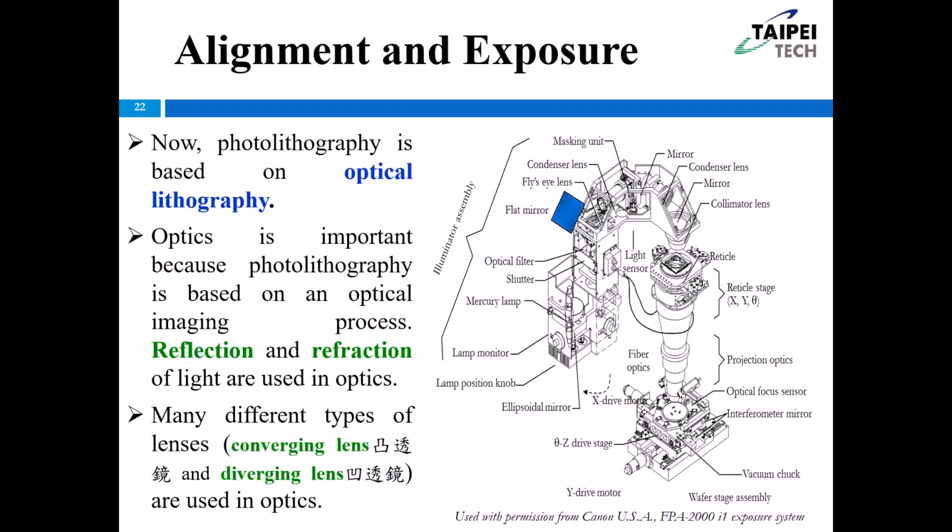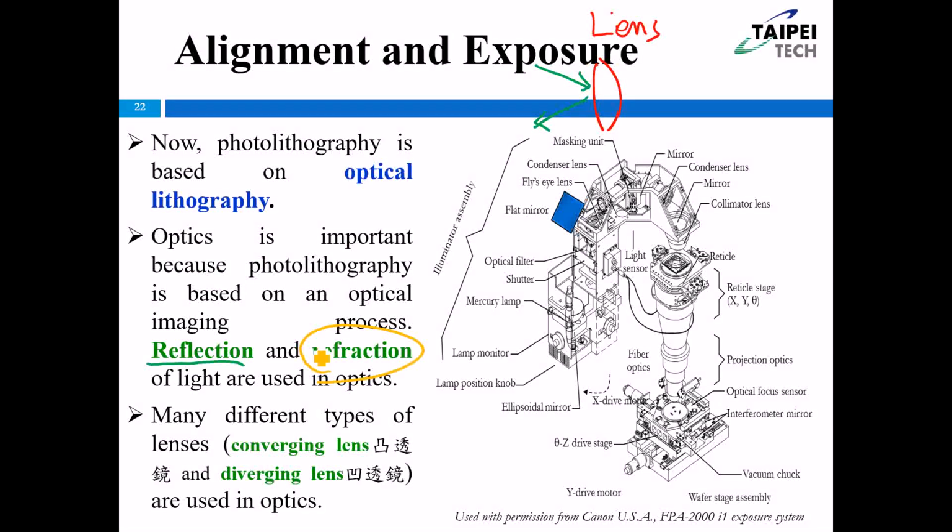Optics is very important because all of photolithography is based on an optical image process. The process includes reflection and refraction of light, which are used in optics. Today, if we have a lens, for example, the first refraction means if you have the UV light, another UV light will have the refraction, right? And how about the other refraction?